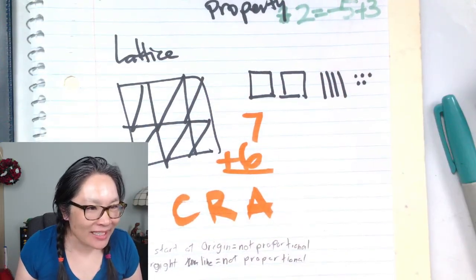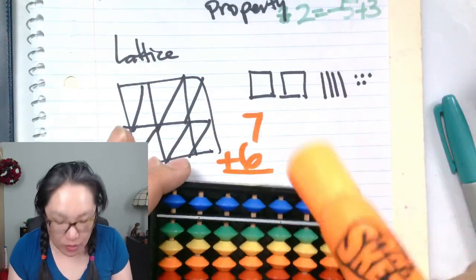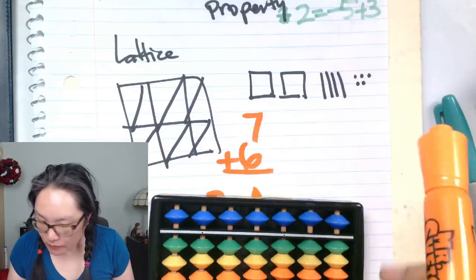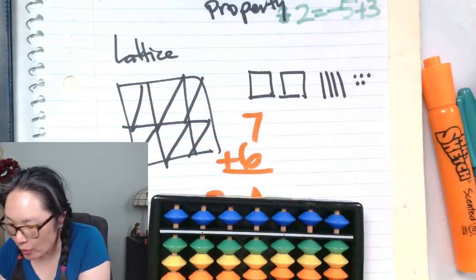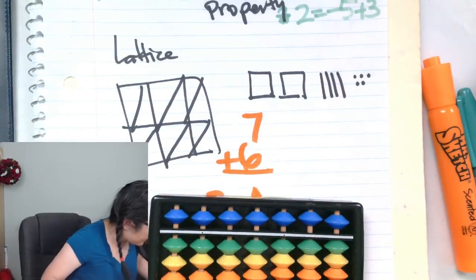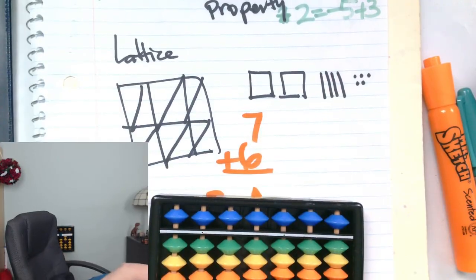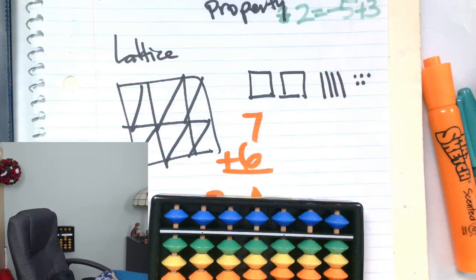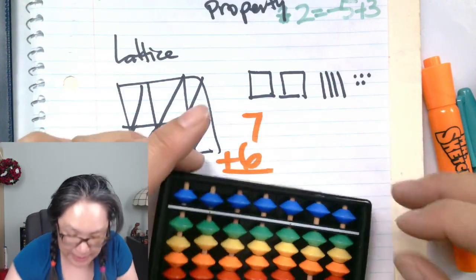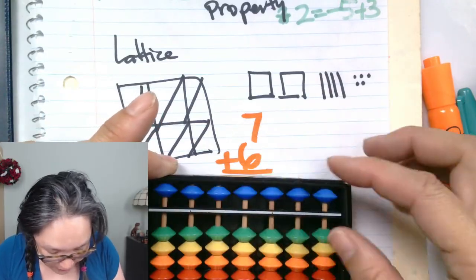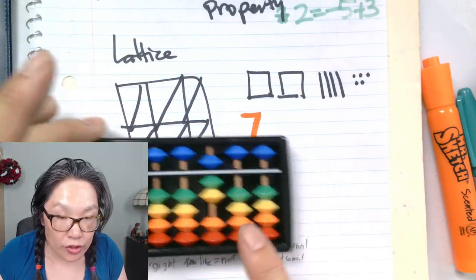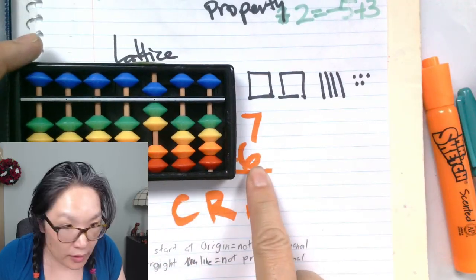Okay, so back to here. We're going to do another 2-step equation. When we do a 2-step equation, we're going to add 6. No, we're going to add 7. We're going to add 7. So when we add 7, what we're going to do is we're going to add the 6.